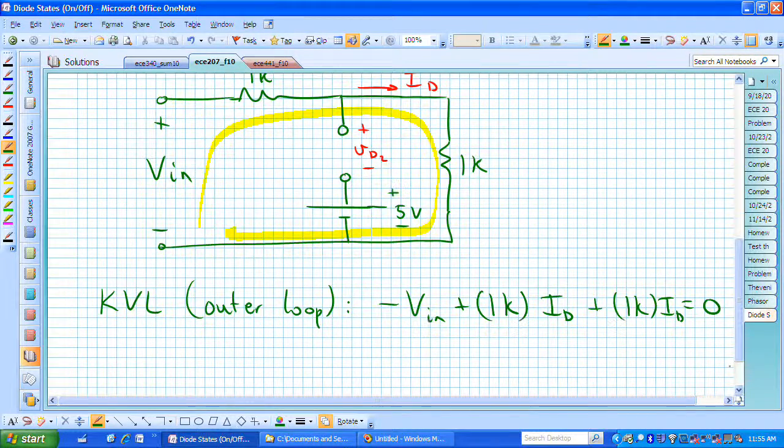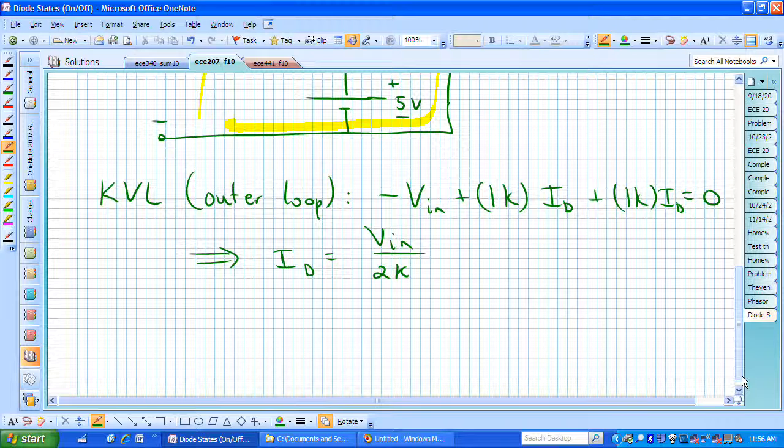We can now solve for I sub D from this outer loop equation, and we see that I sub D is Vn over 2K. And we want that to be positive for current to flow, and that's going to happen as long as Vn is greater than 0.